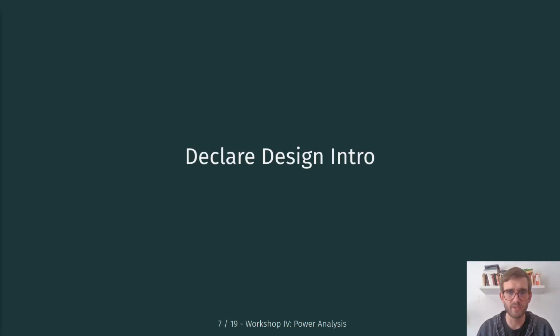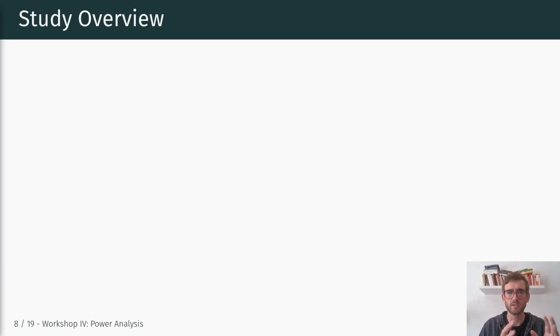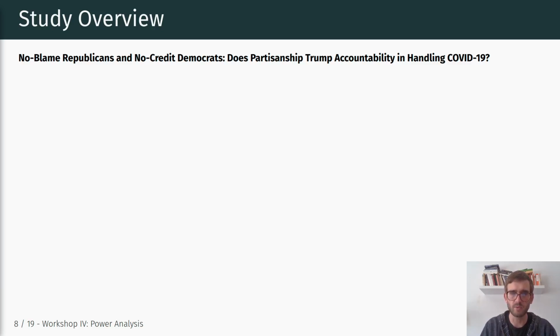Hey everyone. In this video, I'm going to show you a step-by-step walkthrough to set up your own research design and analyze it using the declare design package in R. To showcase the functionality of the package, I'm just going to use some of my own work, which is a co-authored study that we conducted in the summer of 2020, focusing on the relationship between partisanship and accountability or perceived accountability of the US government in handling the COVID-19 pandemic.